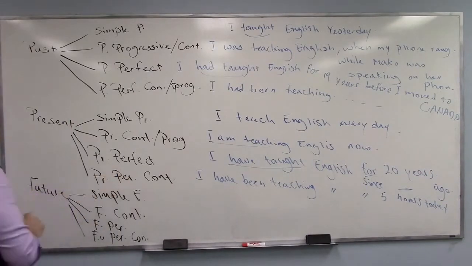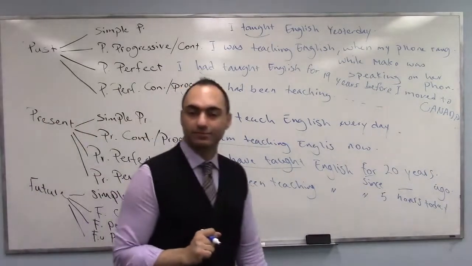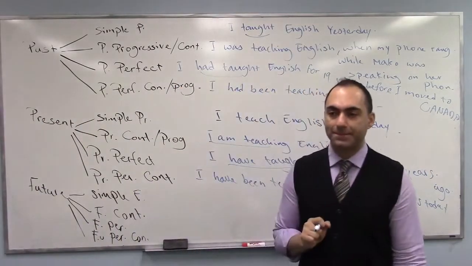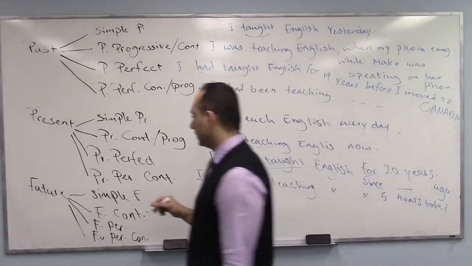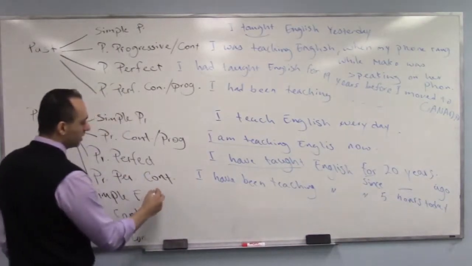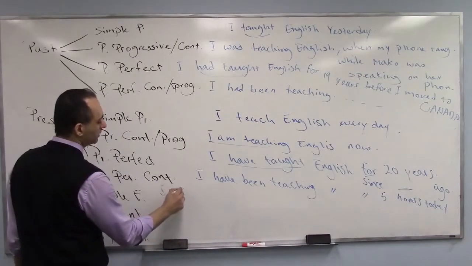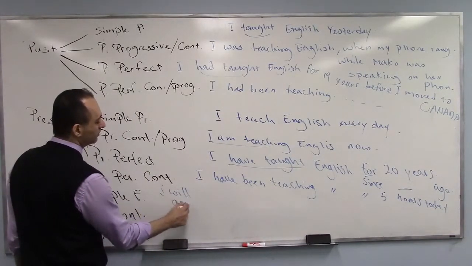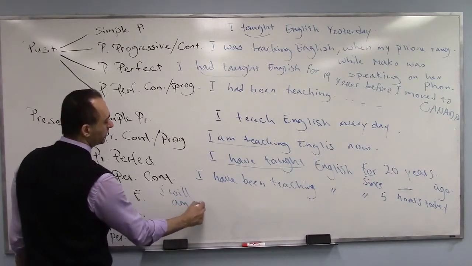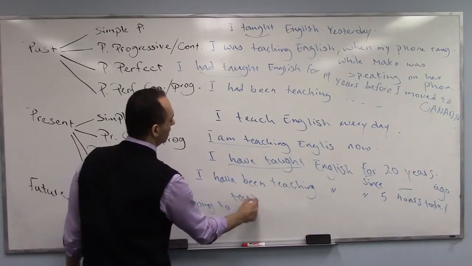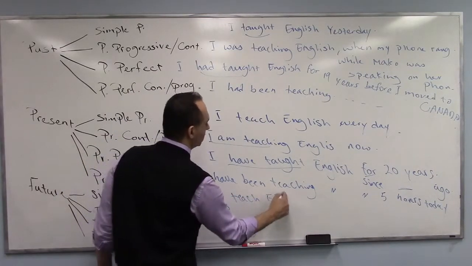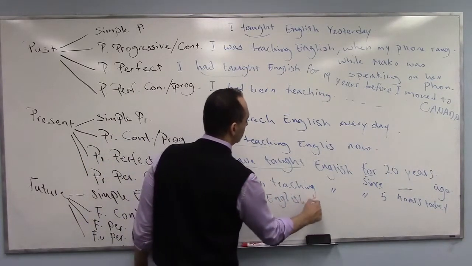How about simple future? I will teach. I will teach English. Okay, will. For simple future, we have I will or I am going to. I am going to. Which one? I am going to teach English tomorrow.